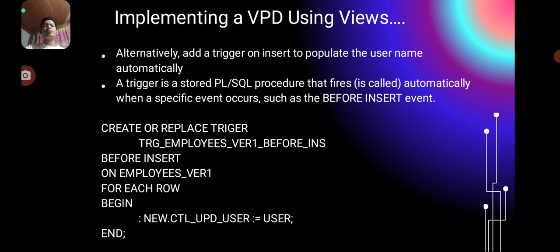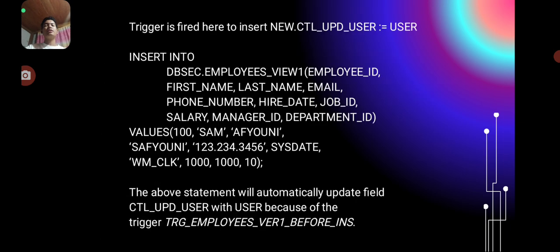So here's the syntax in order to trigger an insert to populate the username automatically. Next, insert into dbsec.employees_view1 and so on and so forth, the same values as earlier. So the above statement will automatically update field CTL_UPD_USER with the user because of the trigger TRG_employees_version1 before.